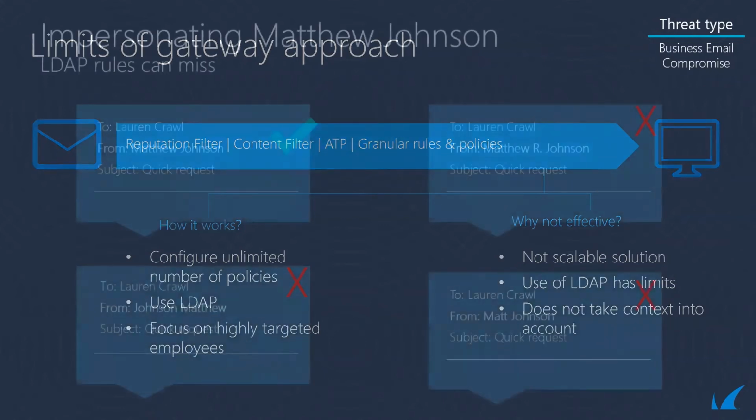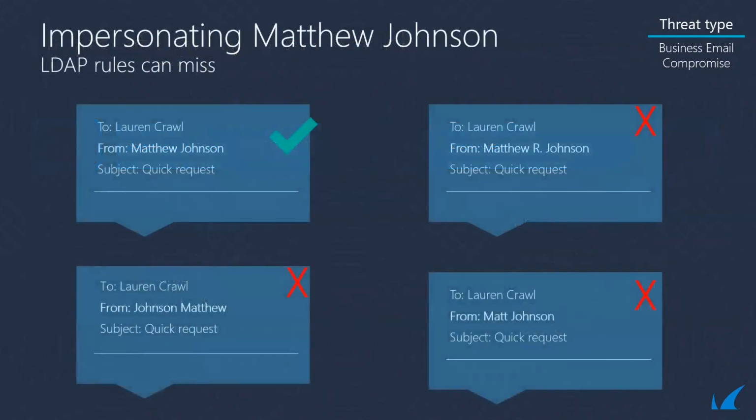You can see here under the display name, that we've got Matthew Johnson, but then we've got these other variants of Matthew R. Johnson, Matt Johnson. These can be interpreted by a human quite easily and be legitimized in the minds of the end users, but they can be a way to sidestep a gateway. So LDAP can miss these types of rules.